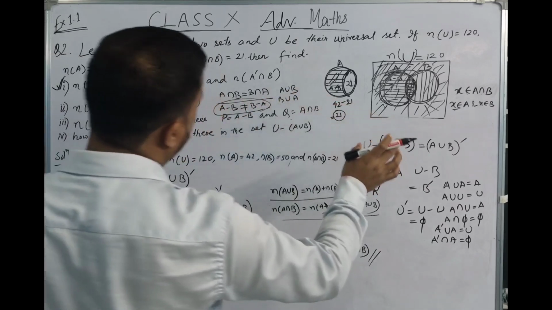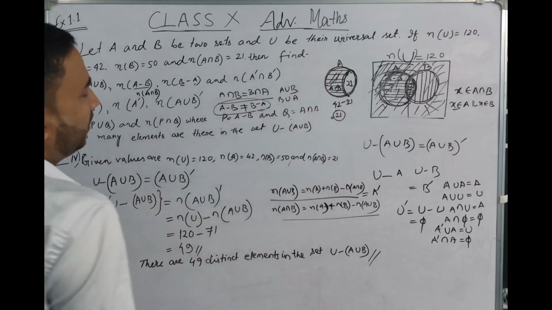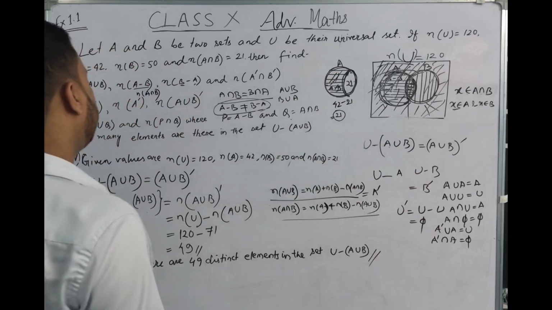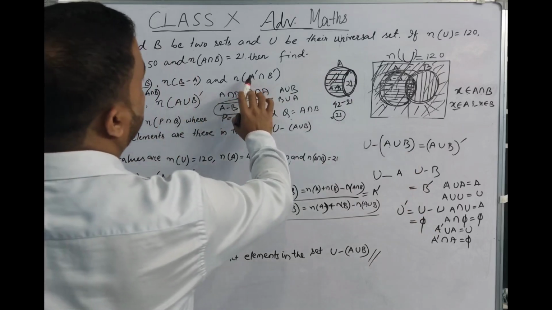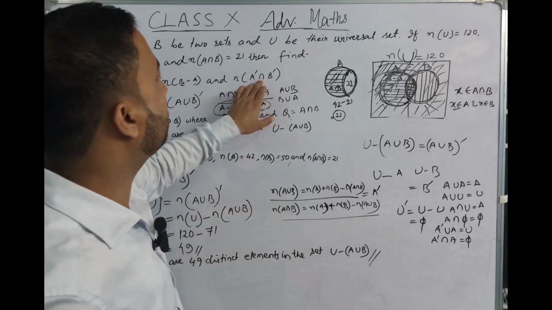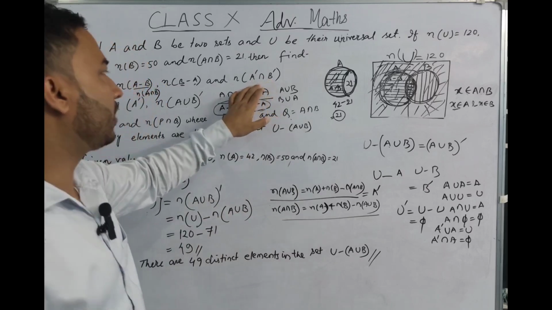If you have forgotten, then you have to go to class 9 advanced maths again and check this formula mentioned there. Okay. Then A union A complement intersection B complement. To get the answer of this question, we have used De Morgan's law.